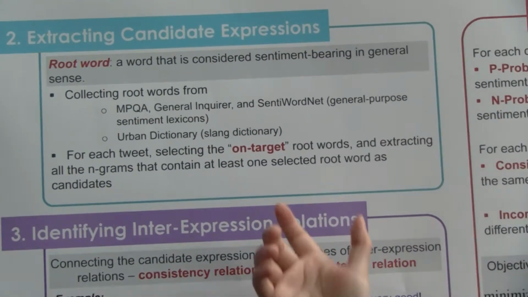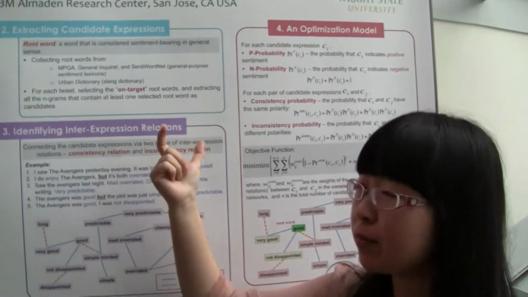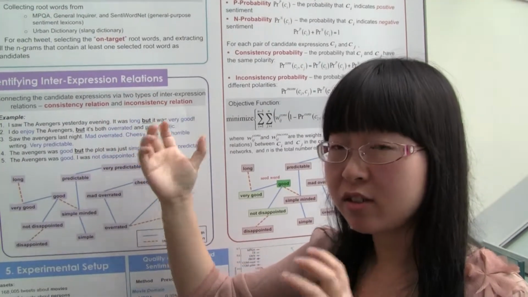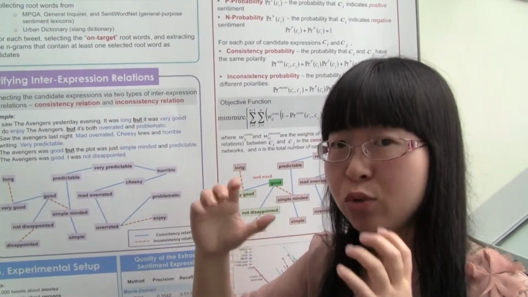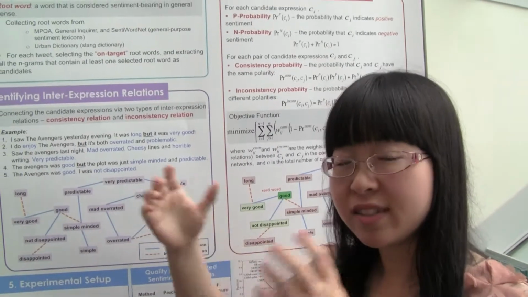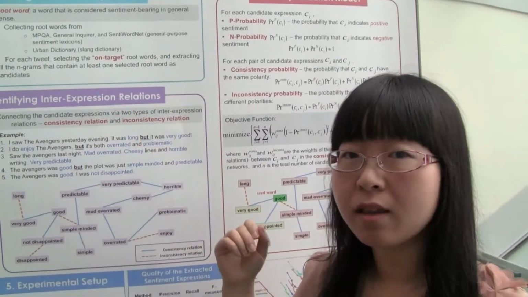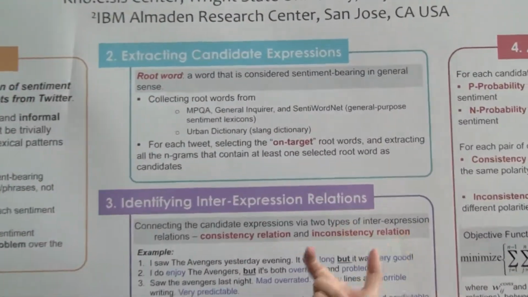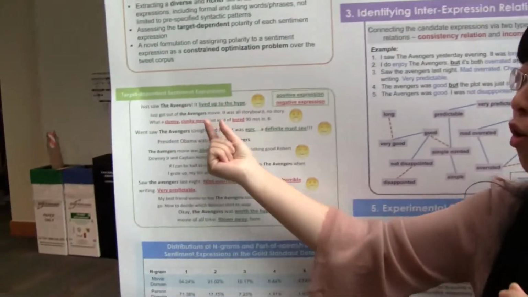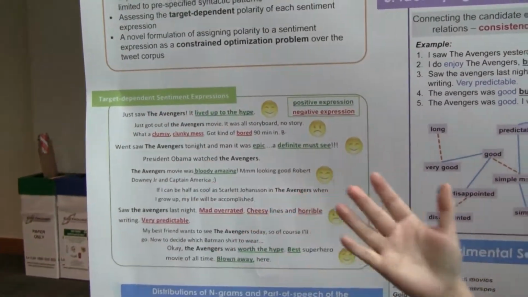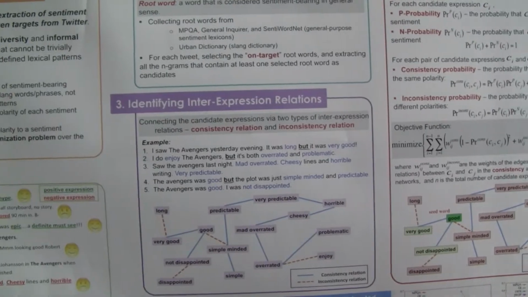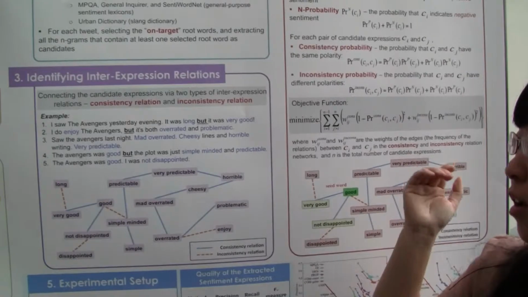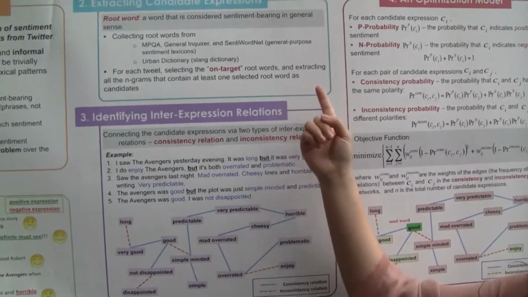What is on-target? That means we use something like dependency relations to try to determine whether this sentiment word is used on that target, is associated with that target. And how do you get dependency relations? We use the Stanford parser for that. We also check if the word is very close to the target. So there are two ways: dependency relations and proximity. And this is the first step. We collect all these candidate expressions.